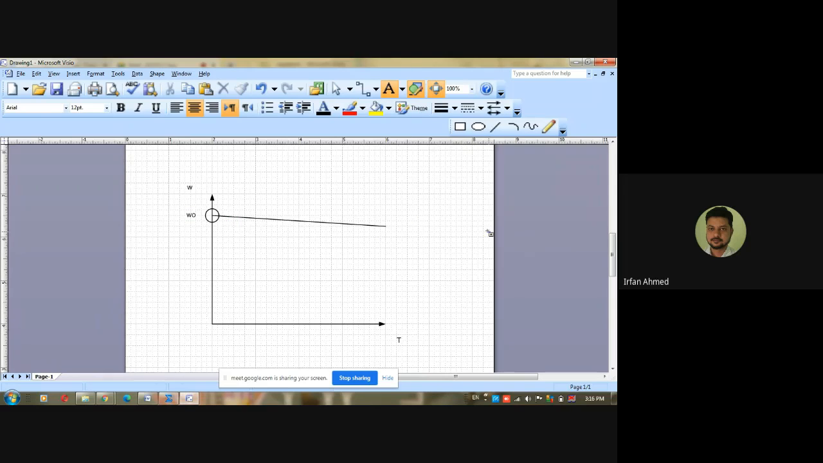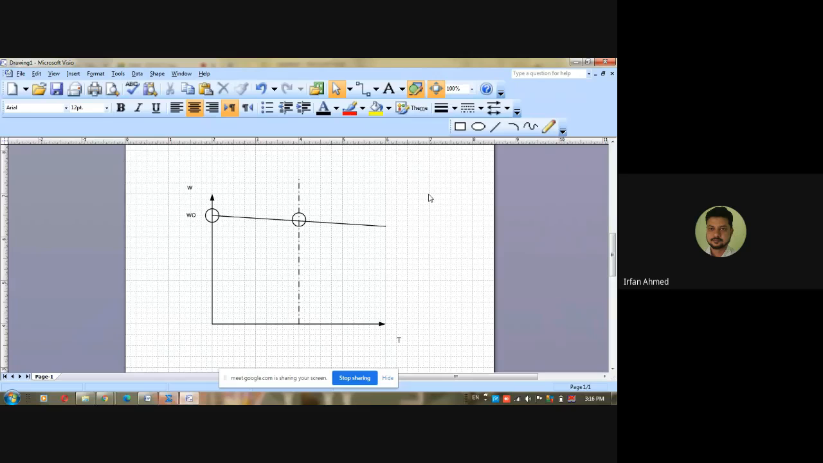What will be the second point? At rated torque. Correct. So let us say this is the rated torque of the motor. So the second point that we want is this point. These are the 2 points that we are looking for to draw the natural speed torque characteristic of the motor. Remember that this is the natural speed torque characteristic. There is no external resistance in the circuit at this point.